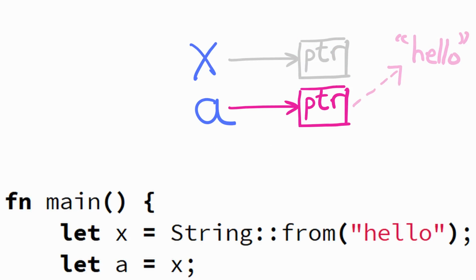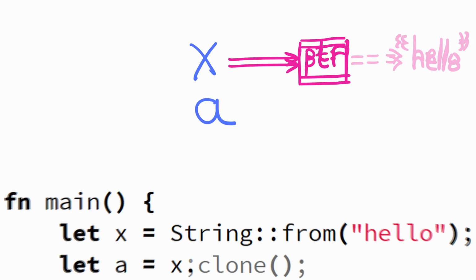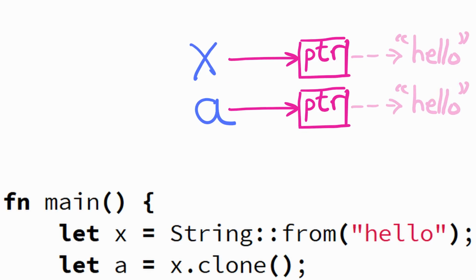Moving ownership to the new variable makes the old variable invalid. Variable X is now invalid and will throw a descriptive error if used. This move is fast because we're only copying this pointer. Oh, you do want 2 variables with that string? Well, then you'll need to clone it. This obeys the rules of ownership.